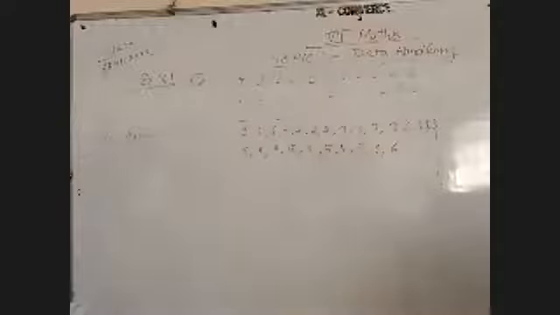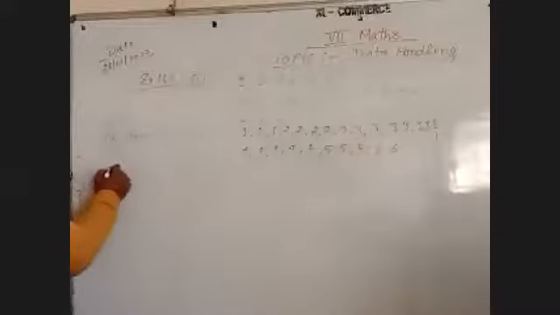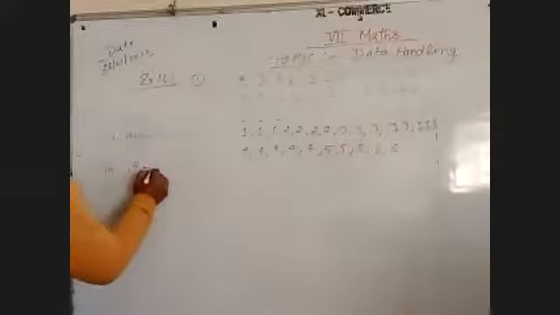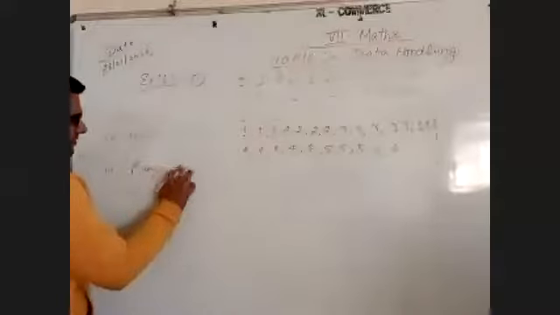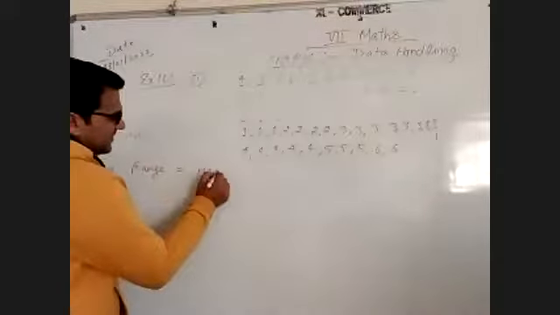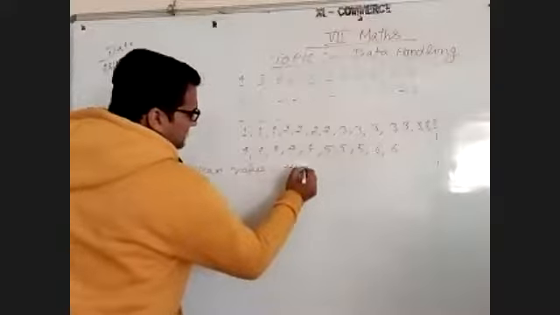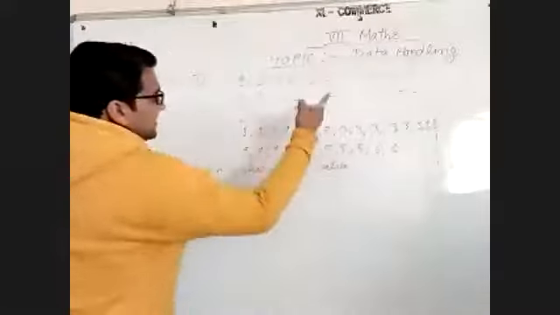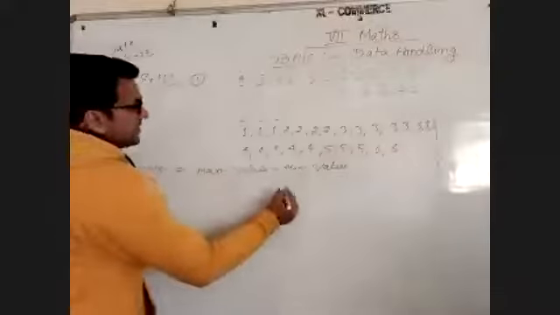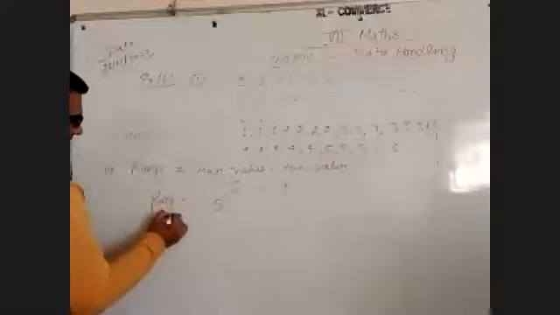Now the second part of this question, find the range of the data. As we have earlier discussed, what is a range? To find the range, we have to subtract maximum and minimum value. So maximum value minus minimum value, and maximum value for this data is 6 and minimum value is 1, and you are getting 5. This is the range of the data.